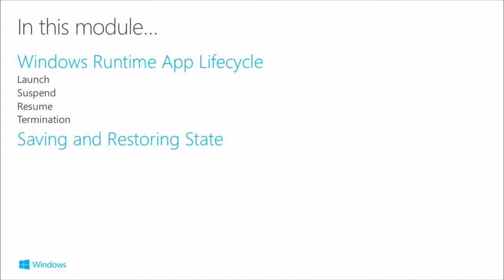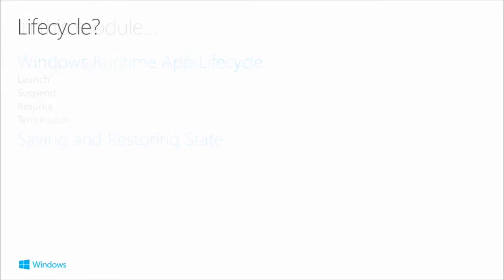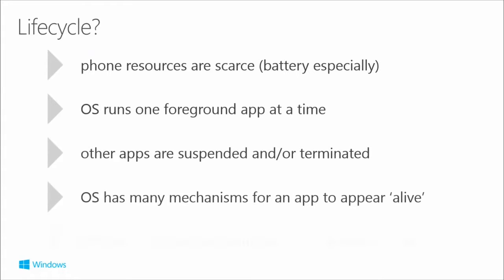So, there's a lot that the framework does for you, but it kind of imposes certain behaviors on your apps that you have to be aware of, and you have to write some code to save state and restore state when it's appropriate. So this topic is going to talk about launch, suspend, resume and termination, and saving and restoring state. Nice and sweet, but actually there's a lot to talk about. Yeah. So why do we have a life cycle at all?